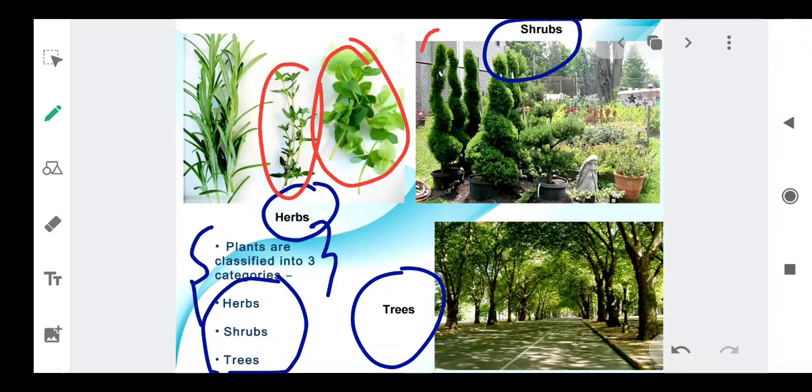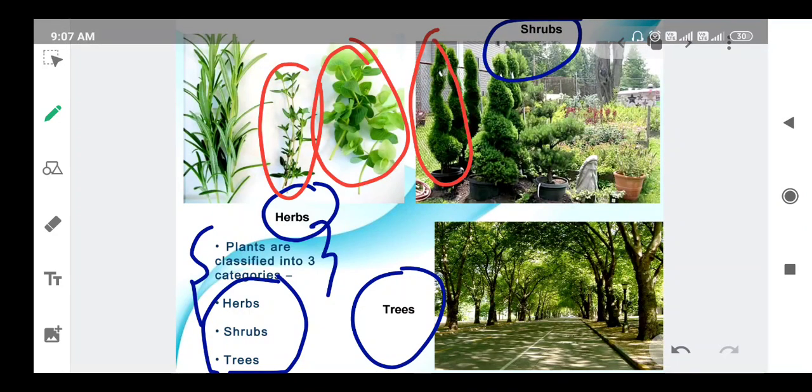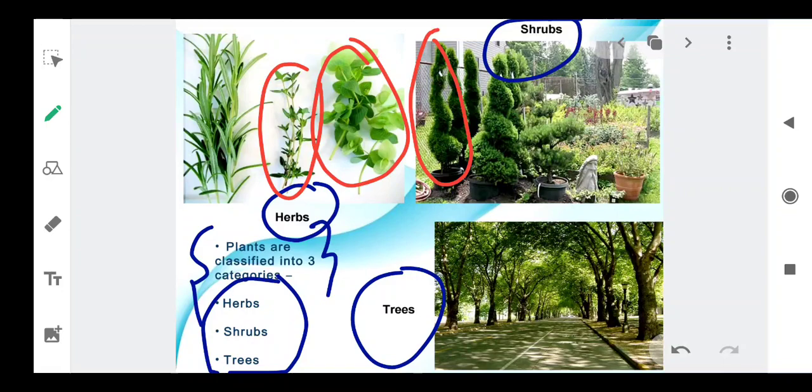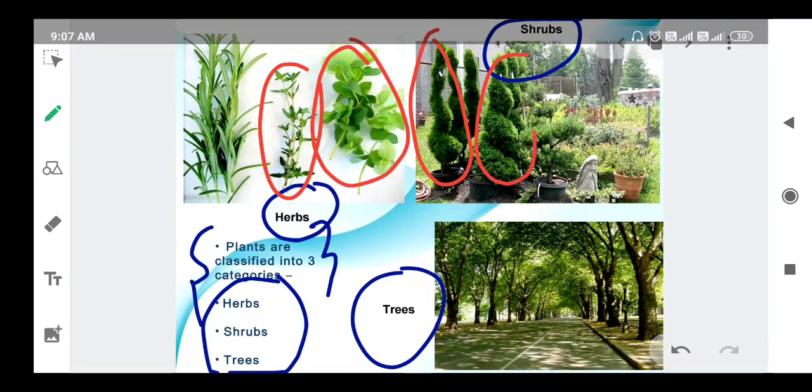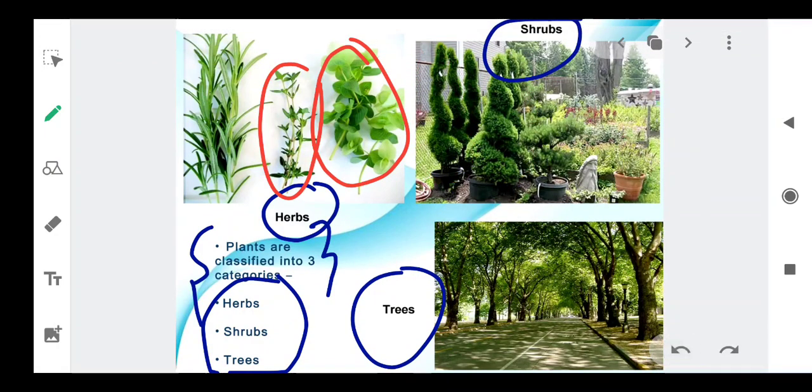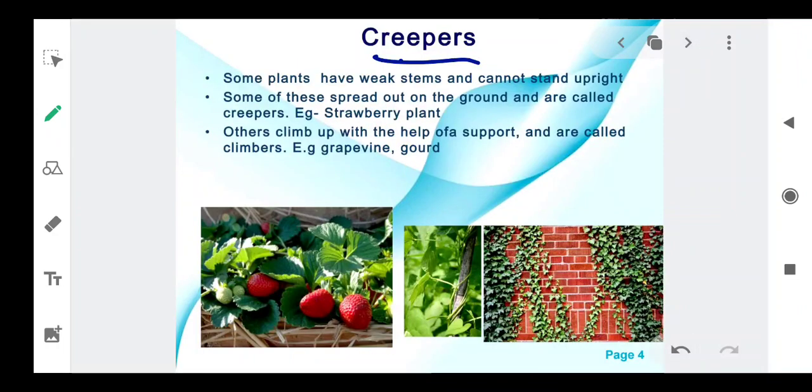What are shrubs? Shrubs are a little bit bigger than herbs, like the tomato plant and some flower plants in your locality. These all are shrubs. And the trees, you know, the big plants, as you can see in the picture, are known as trees.